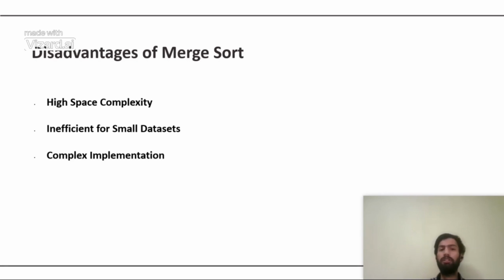So let's discuss another disadvantage, complex implementation. Another challenge with merge sort is its complex implementation compared to simple algorithms like bubble sort. The recursive nature of merge sort requires careful handling of array indices, merging logic, and memory management. This makes it harder to implement correctly and debug, especially for beginners. While it is a powerful algorithm, its complexity can be a drawback in cases where simplicity is preferred.